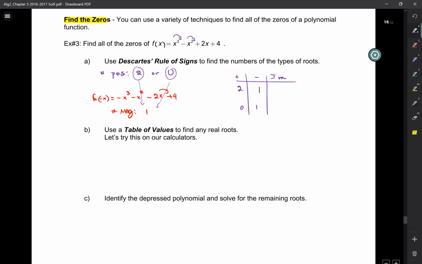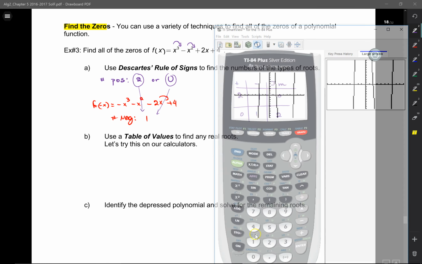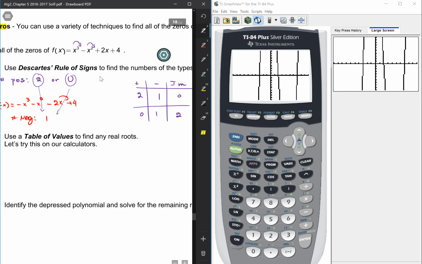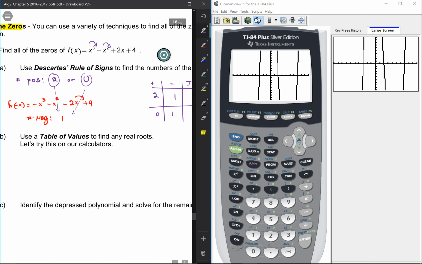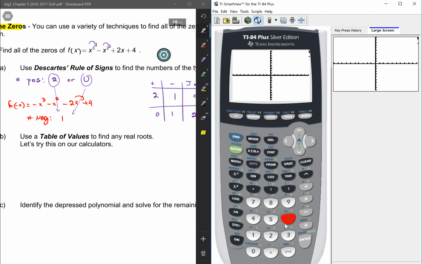How do you know what you need for the imaginary? It's the degree. Are you done with the problem once you make this part? We're just starting the problem now. It says use a table of values to find any real roots. Let's put this in the calculator. So we have x cubed minus x squared plus 2x plus 4.